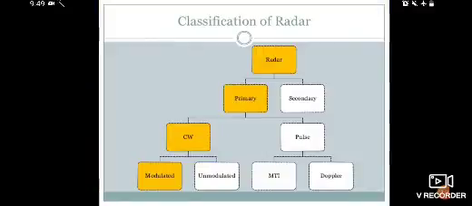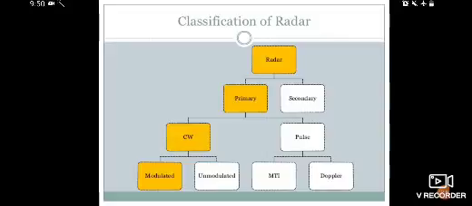Mainly, the classification of radar is divided into two parts: primary radar and secondary radar. Under the primary radars, we have two parts: CW radar and pulse radars. In the previous video I talked about the pulse radar, and today we will discuss the CW radars. Under the CW radars we have modulated CW radar and unmodulated CW radar.